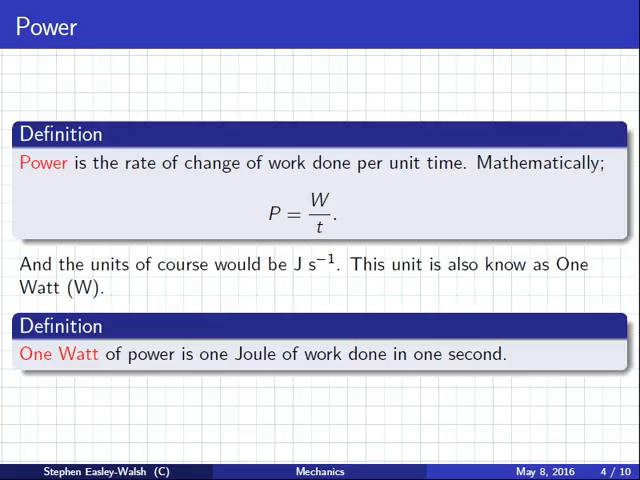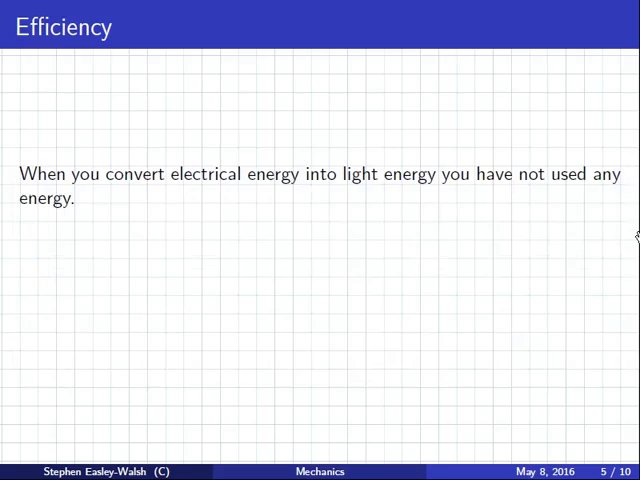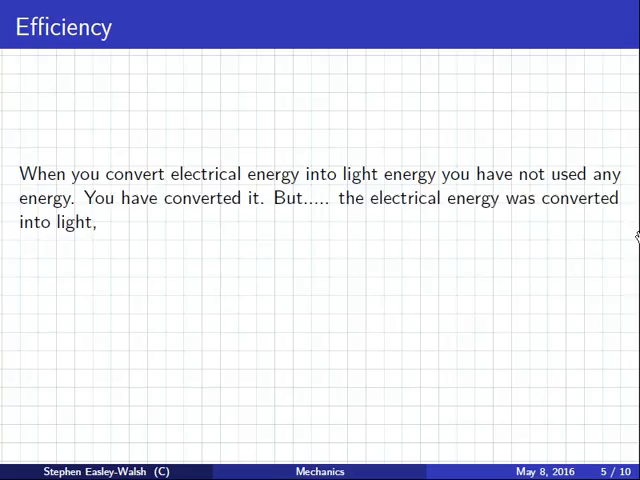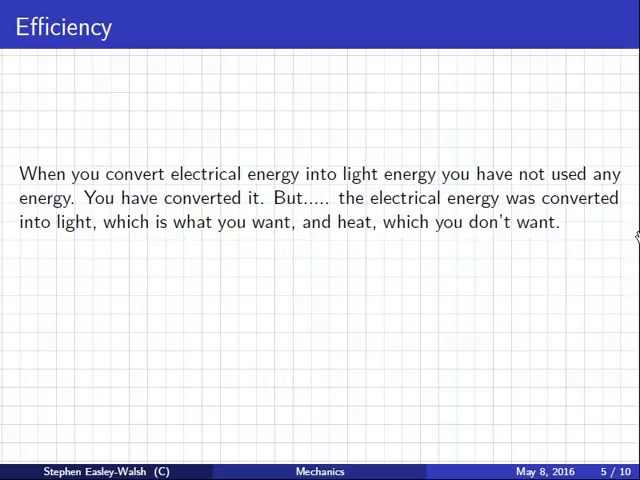So you can use watts or joules per second. When you convert electrical energy into light energy, you have not used any energy, you just converted it. But not all of it becomes light. Some of this electrical energy becomes light, but some of it becomes heat. You want the light, but you don't want the heat.